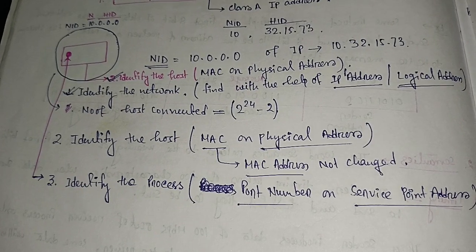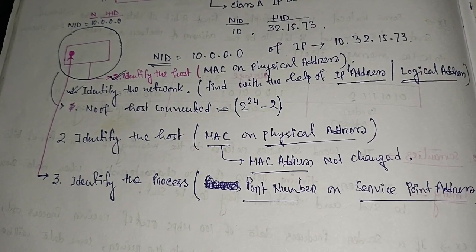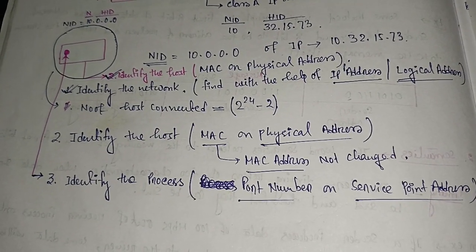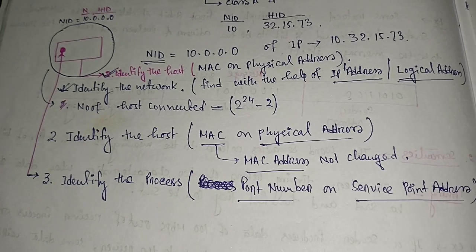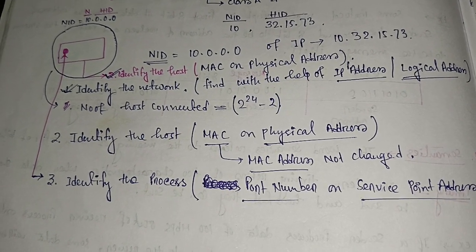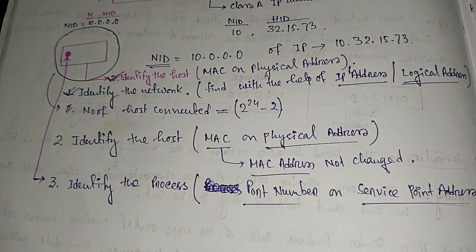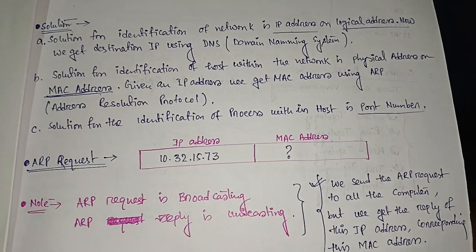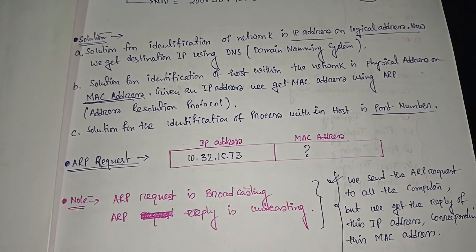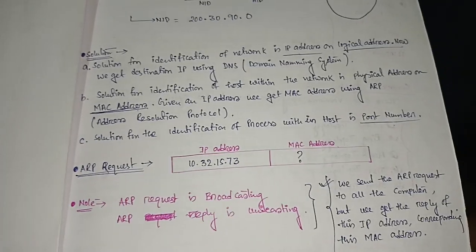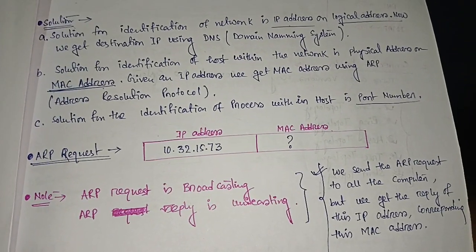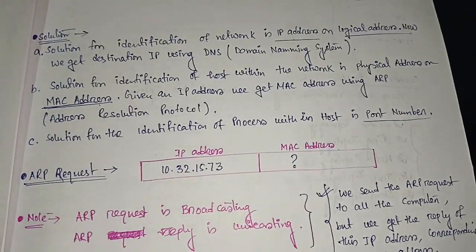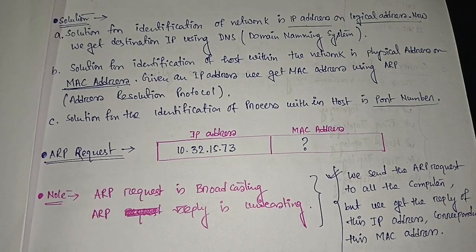So first we need the network address to identify the network, that is, the logical address or IP address. Then we have to identify the host, for which we need the MAC address. Then we have to identify the process, for which we need the port number. So the solution for identification is the network address or logical address, the MAC address, and the port number or process ID. From the network address or logical address, we can get the destination IP address using DNS, the domain naming system.